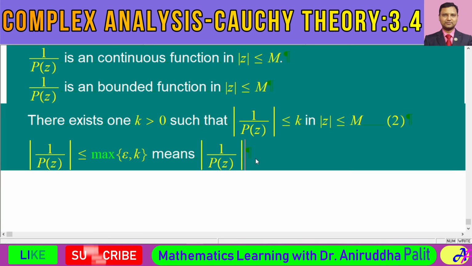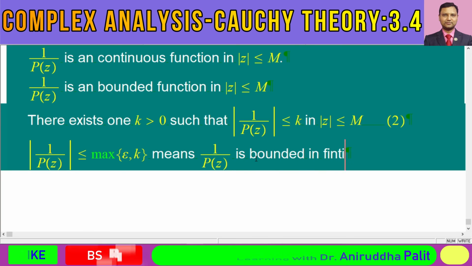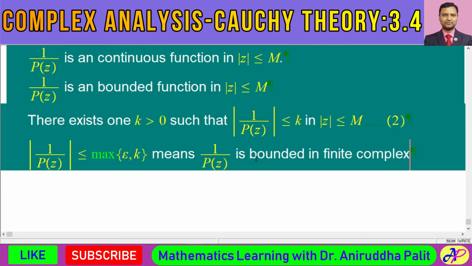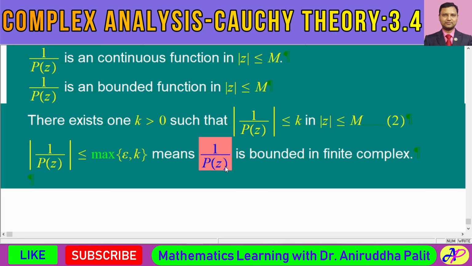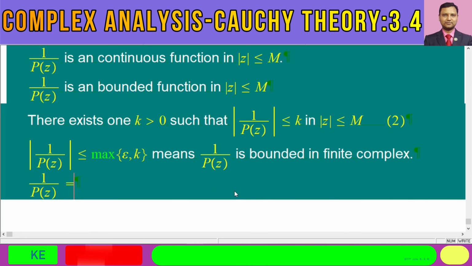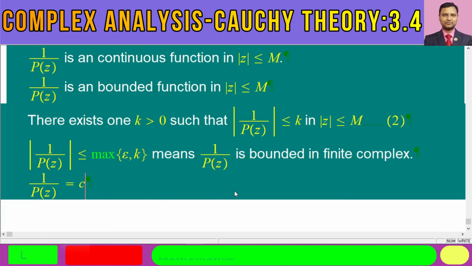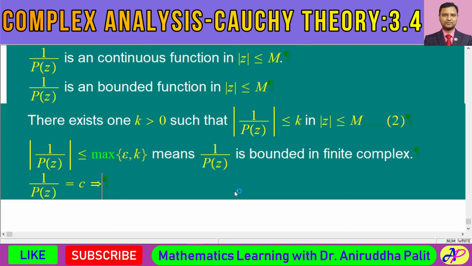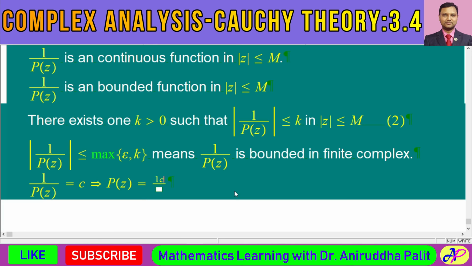It means that 1 by p of z is bounded in the finite complex plane. Now, if it is bounded in the finite complex plane, then by Liouville's theorem, this quantity is a constant quantity. Suppose C. This quantity would be a constant quantity. And what does it mean? It means that p of z would be equal to 1 by C.